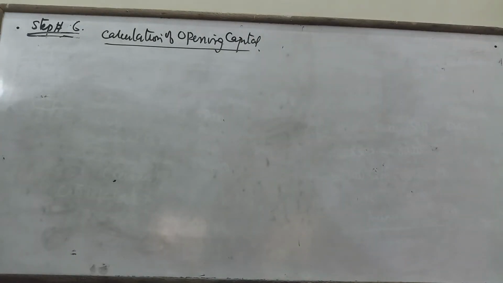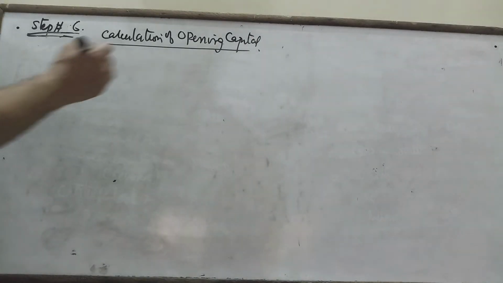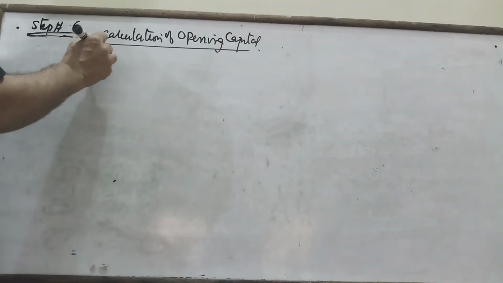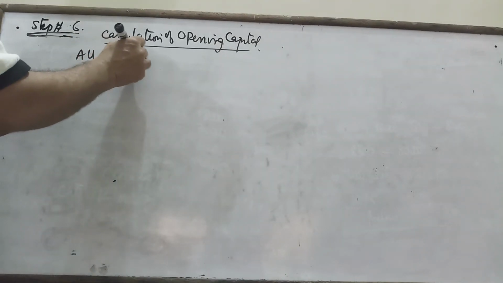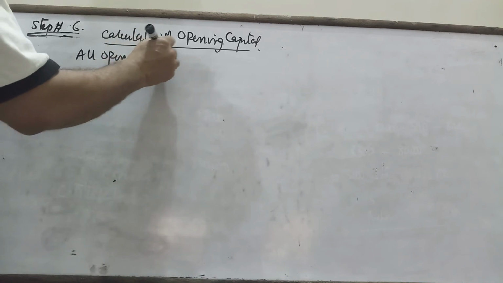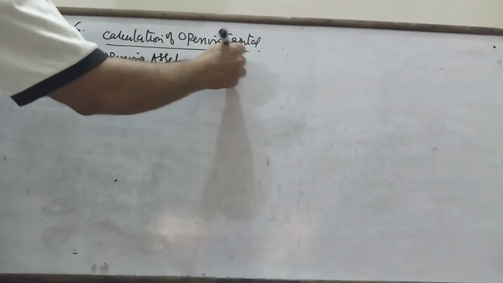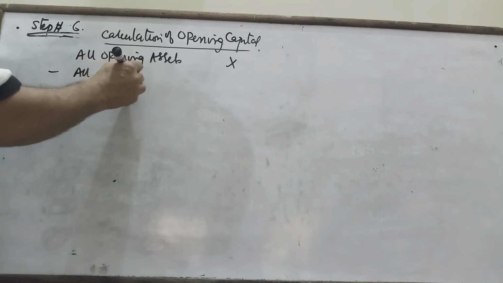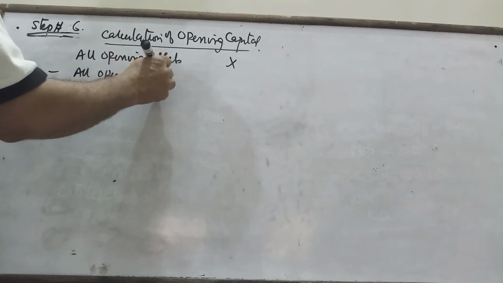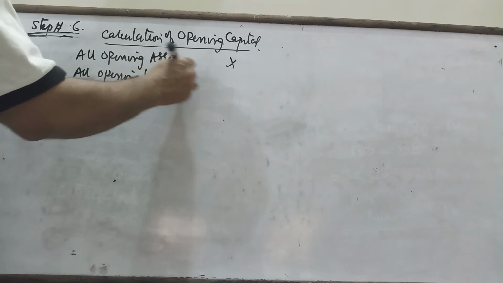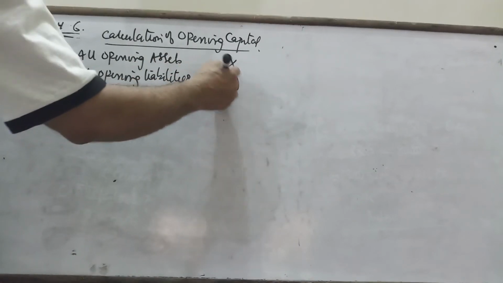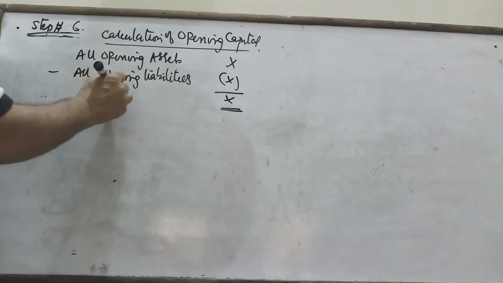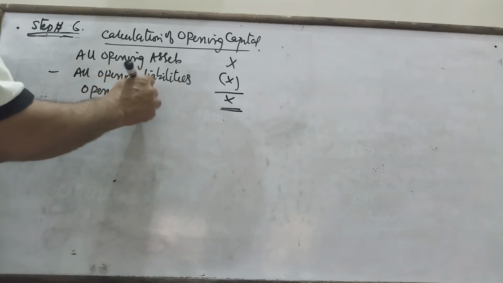As we know, the capital must always equal assets minus liabilities. What do we have to do? We can take all opening assets less all opening liabilities. This will give you the opening capital.